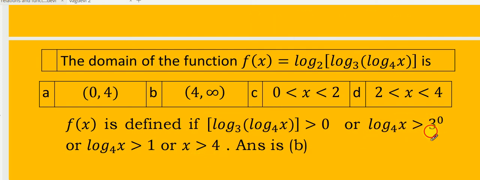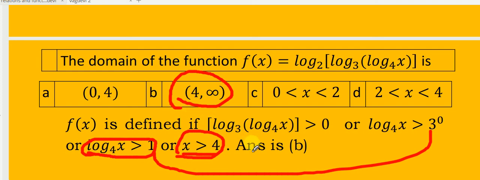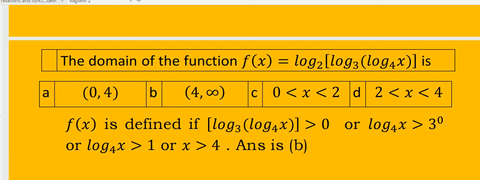3 to the power of 0 is 1 here. So log x to base 4 is greater than 1, or I can say x is greater than 4, because x is greater than 4 to the power of 1 by the definition of logarithm. So x is greater than 4 means it must lie between 4 and infinity, that is the open interval 4 to infinity, where 4 is also not included. So clearly the answer is B for this question.